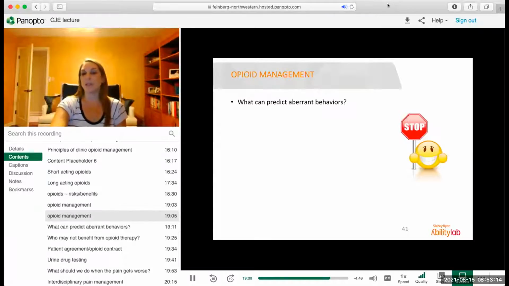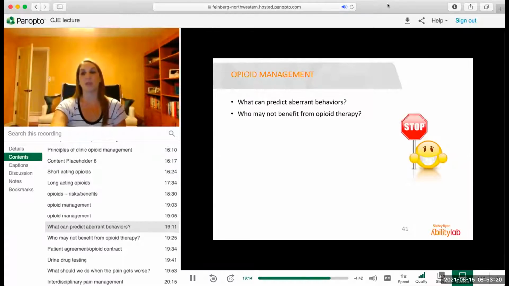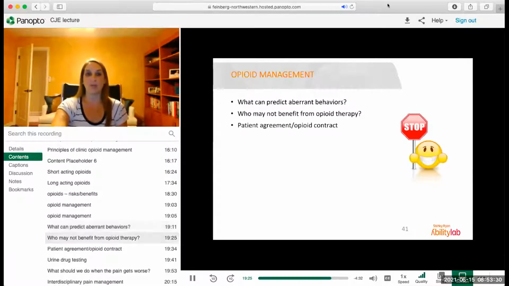And can any of us predict aberrant behaviors? Well, there's things we can look at, of patients that may have had previous opioid abuse or alcohol abuse or things like that. So trying to target who may not use their medications appropriately, because those patients are going to be at higher risk of complication. Think about who may not benefit from opiates.